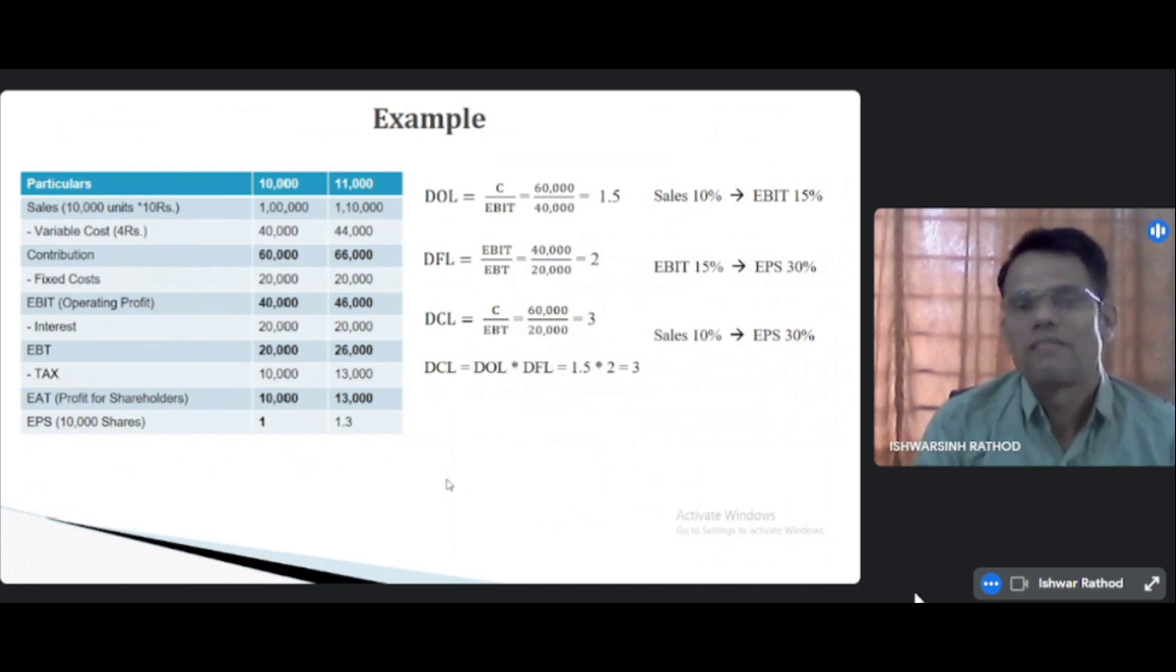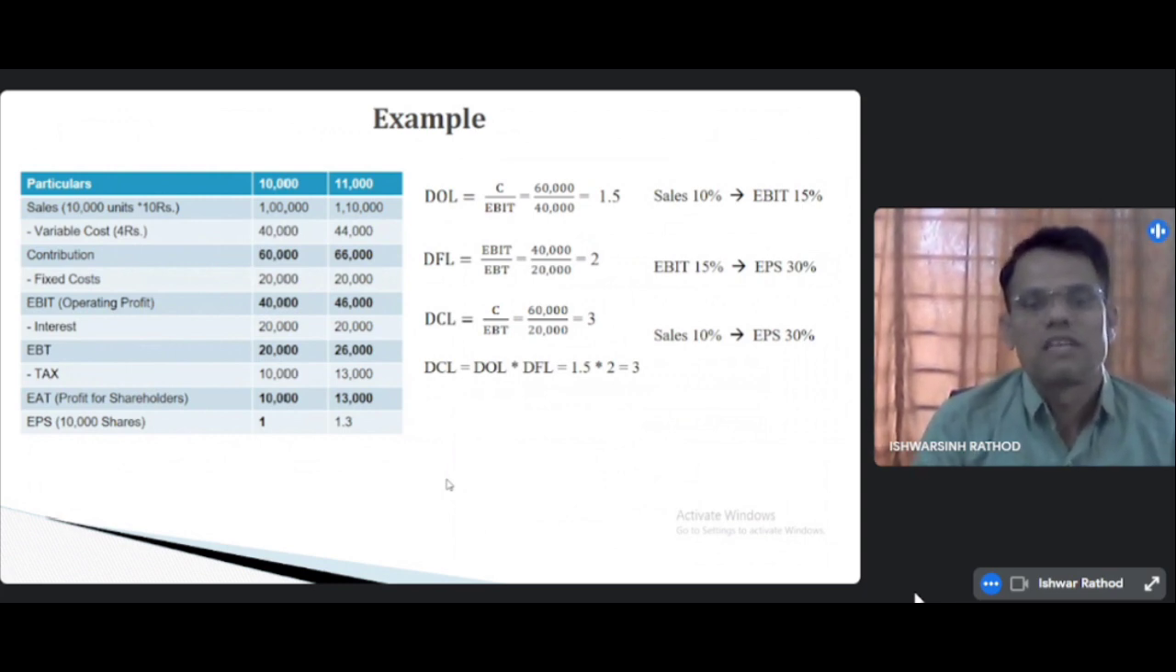Degree of operating leverage is equal to contribution divided by EBIT: 60,000 divided by 40,000 is 1.5. Suppose sales increase by 10%, EBIT will increase by 15%. Degree of financial leverage formula is earning before interest and tax divided by earning before tax: 40,000 divided by 20,000, so degree of financial leverage is 2. Suppose EBIT increases by 15%, so EPS will increase by 30%.